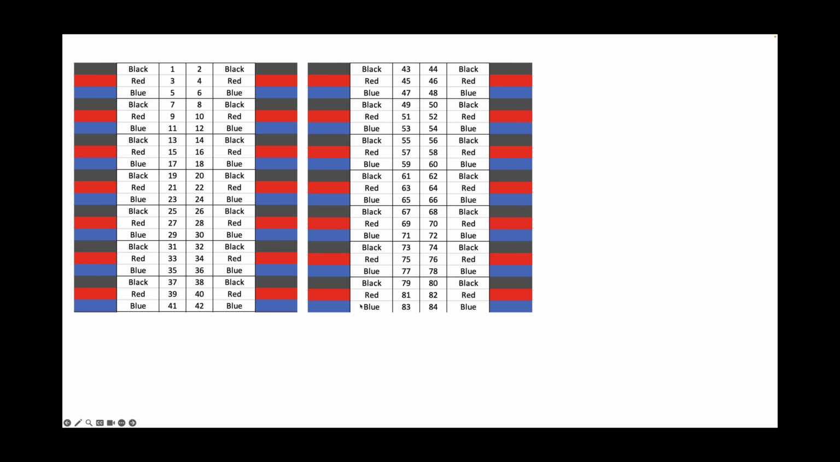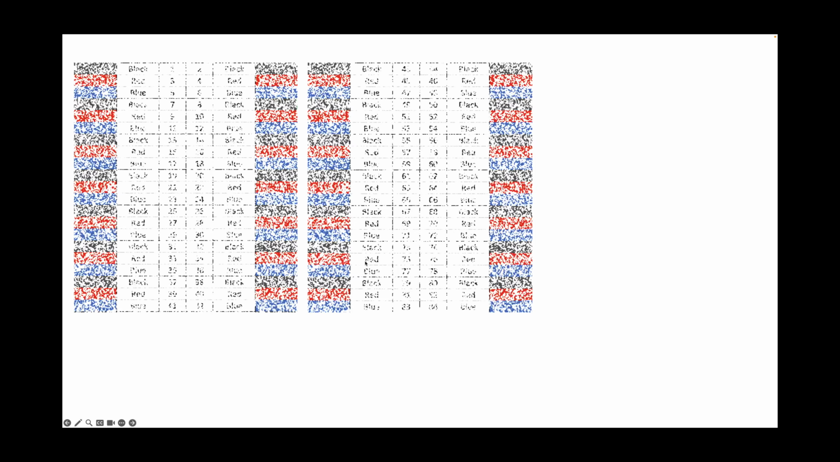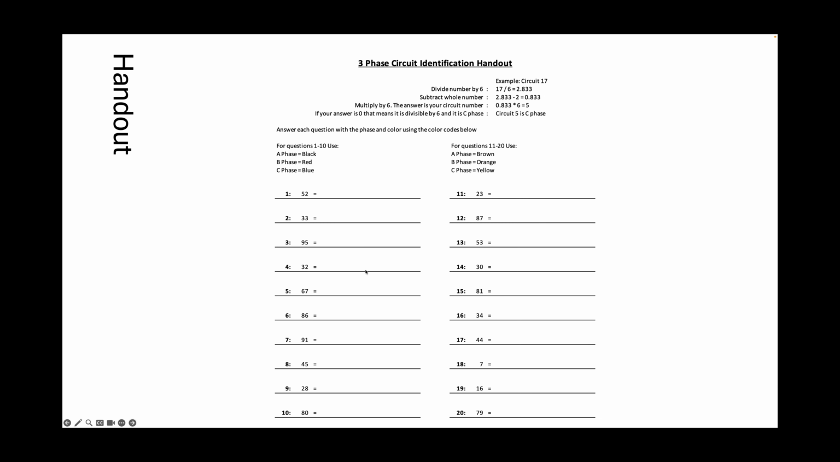I hope you find this useful for both your typical panel boards, also sectionalized panel boards with large circuit counts. And remember, there are other color codes out there like brown, orange, yellow for 277, 480. Here's a worksheet you could screenshot to practice on.